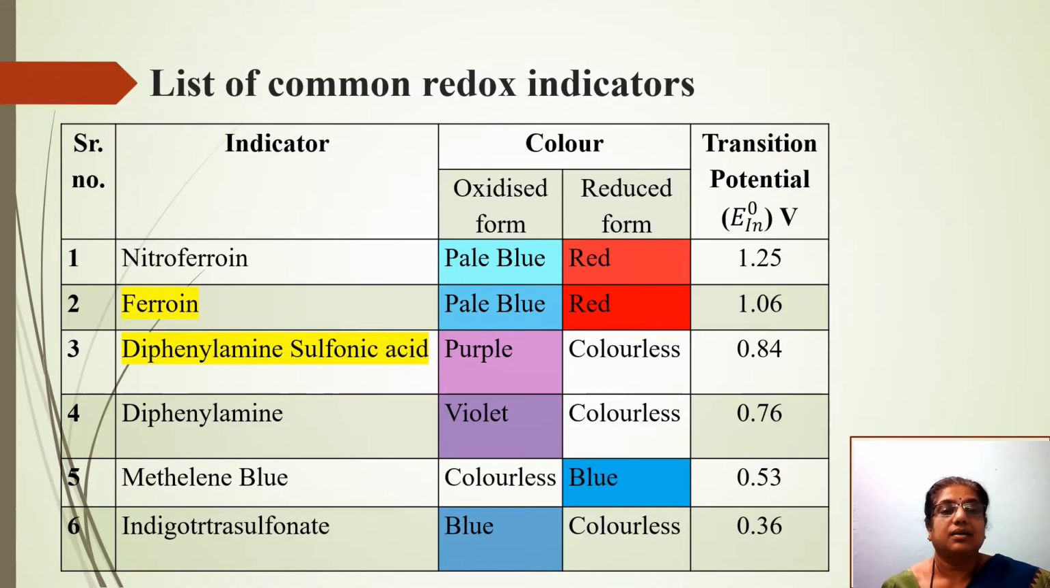Here are some examples of redox indicators. These two, that is ferroin and diphenylamine sulfonic acid, we are going to study in detail. The transition potential of ferroin is 1.06 and that of diphenylamine sulfonic acid is 0.84, as given in the reference books.